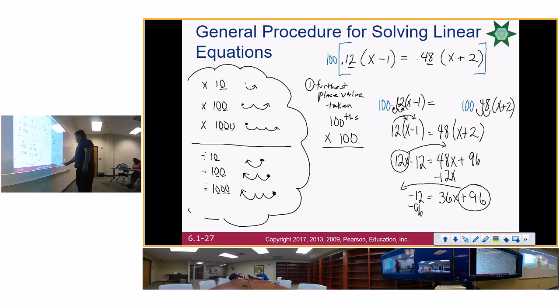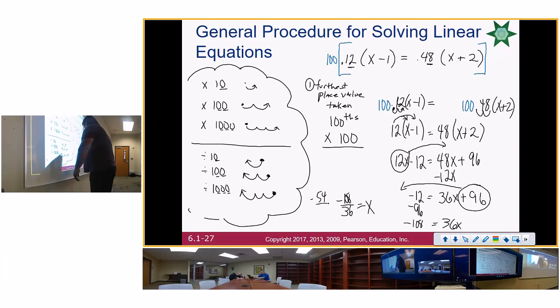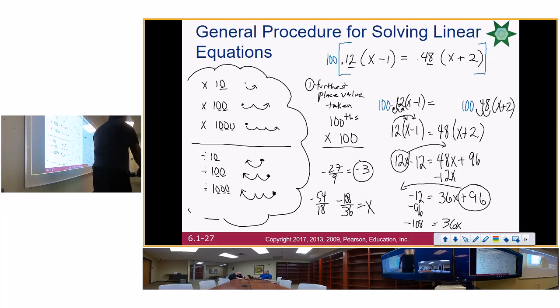Yep. Negative. So 36x is equal to negative 108, and negative 108 over 36, y'all can reduce that down, is equal to x. Negative 54 over 18, negative 27 over 9. That comes out to be negative 3. Wow. I wasn't expecting that. So your answer is negative 3.